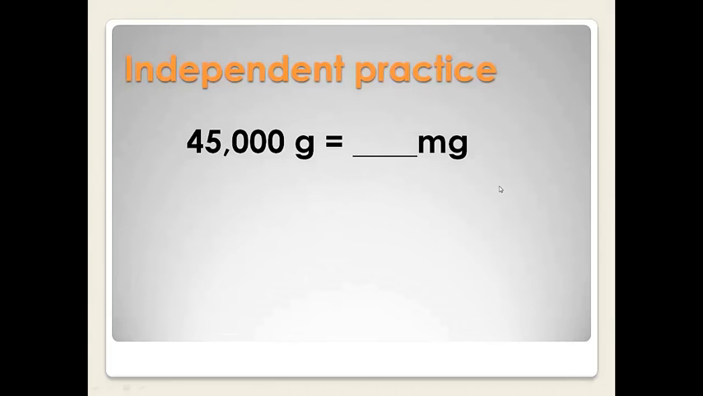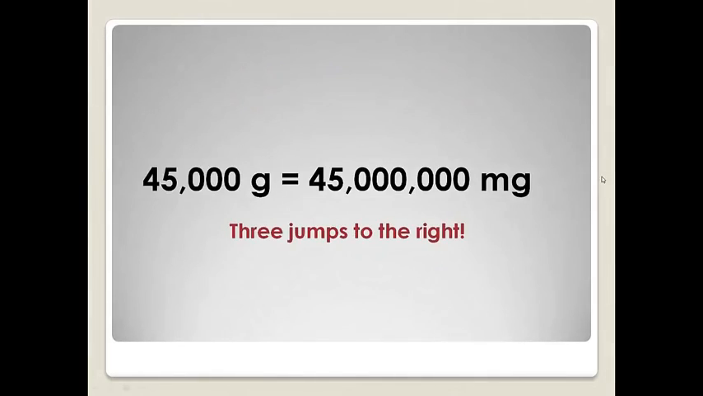Here's some independent practice for you. 45,000 grams is how many milligrams? Once you stop the video now, use your metric slider and figure out the answer to that one. 45,000 grams is 45 million milligrams. 3 jumps to the right. I'm sure you did that right. Here's some more for you to practice on your own. Let me know if you have any trouble with them.